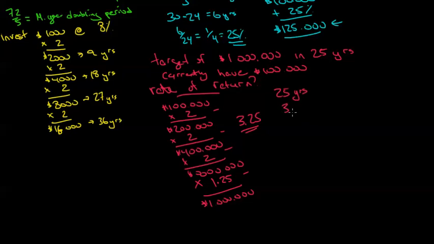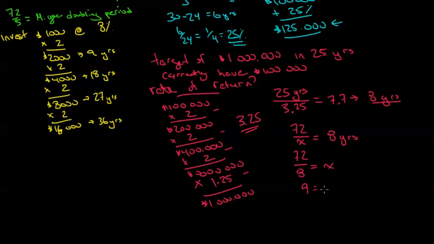So approximately, I can actually math this out, that we have to double every 7.7 years. Let's call it 8, since we're just approximating anyways, so we'll say that's 8 years. So I know I have to double every 8 years. So now I'd say, okay, 72 divided by what gives me 8 years. I can just pull a little cross multiplication here, and I can see then that 72 divided by 8 is going to give me my x here, or 9 is my answer. So I've got a 9% return is what it's going to take me to get from $100,000 to $1 million in 25 years.